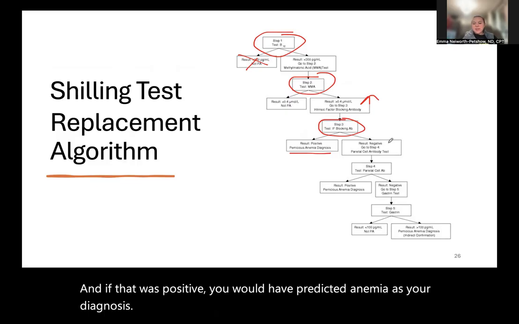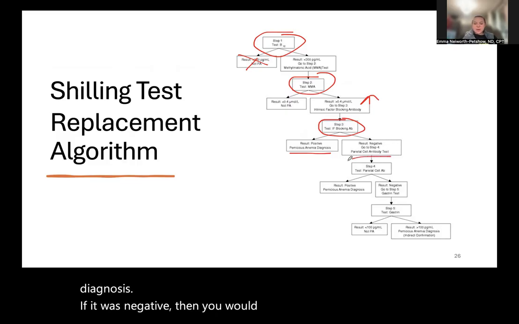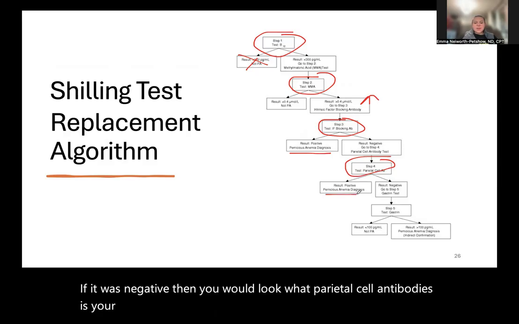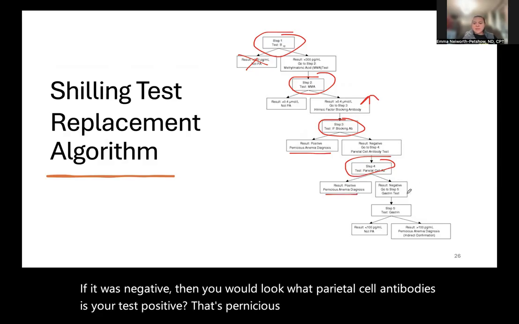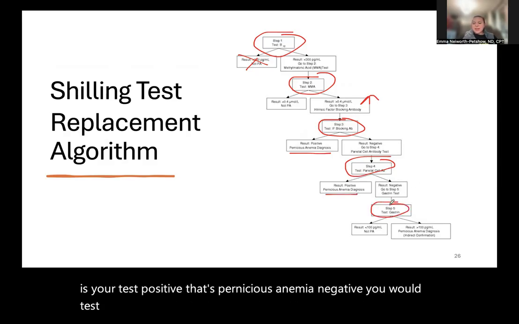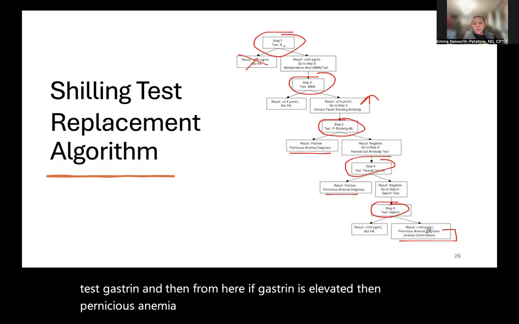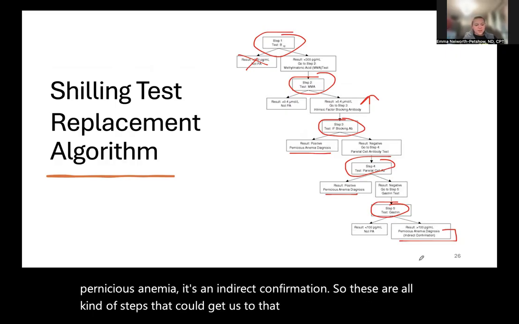If it was negative, then you would look at parietal cell antibodies as your test. Positive, that's pernicious anemia. Negative, you would test gastrin. And then from here, if gastrin is elevated, then pernicious anemia. It's an indirect confirmation. So these are all steps that could get us to that pernicious anemia diagnosis.